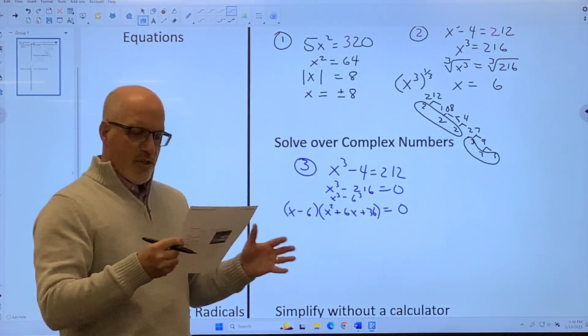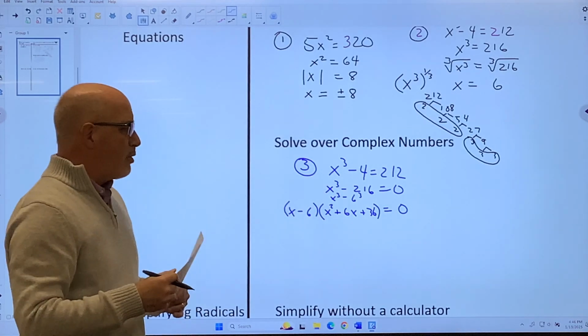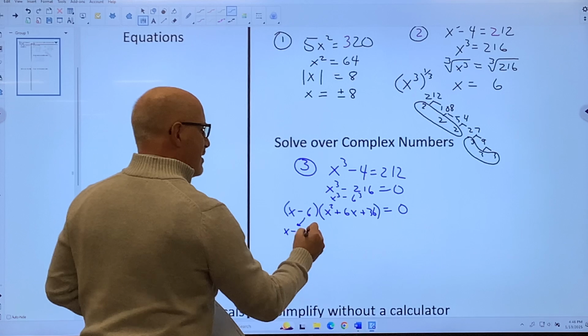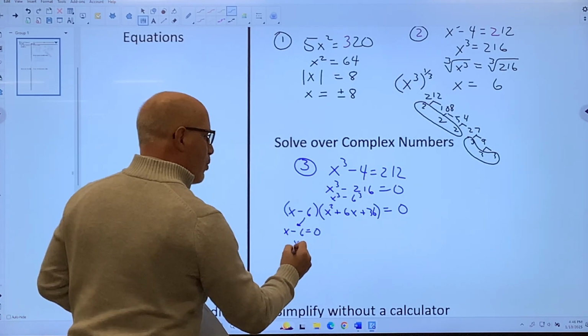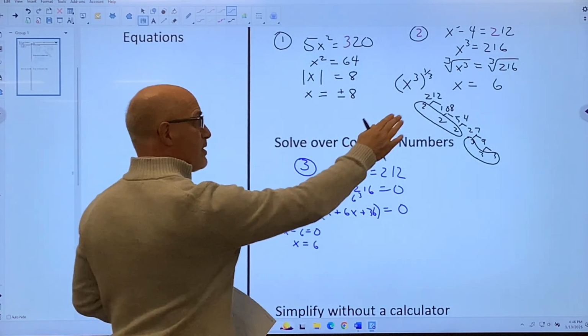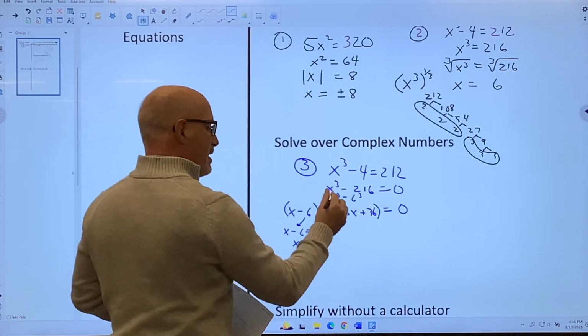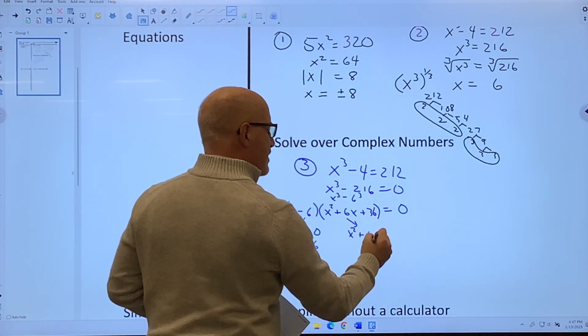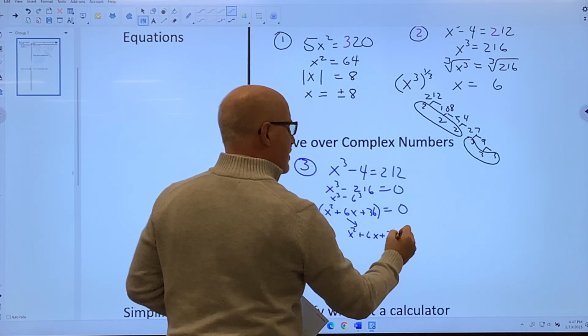So now we have 2 things that multiply together to equal 0. You set each of them equal to 0. X minus 6 equals 0. That gives us our real answer of x equals 6, just like this one. But this one, x squared plus 6x plus 36 equals 0.